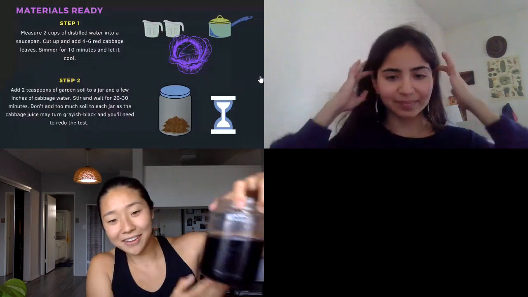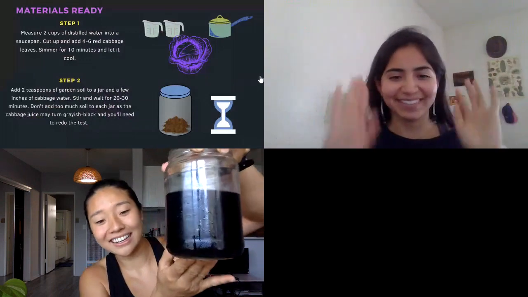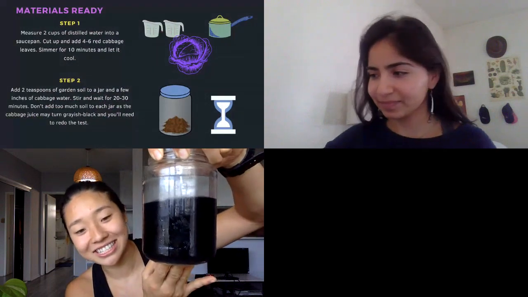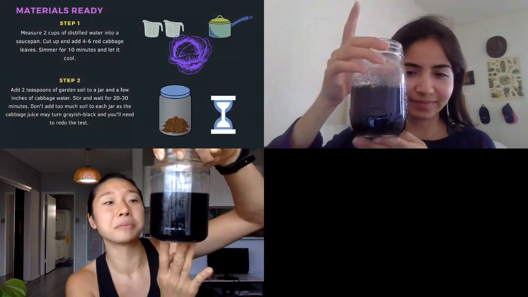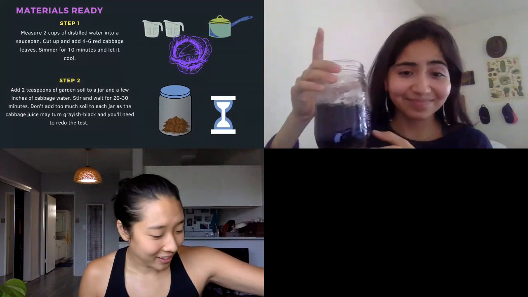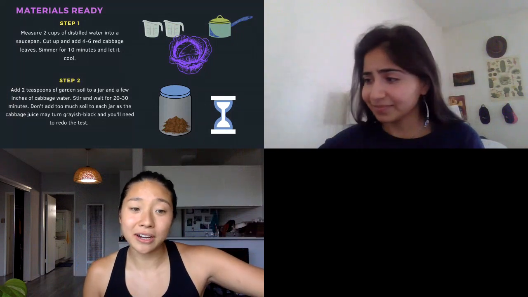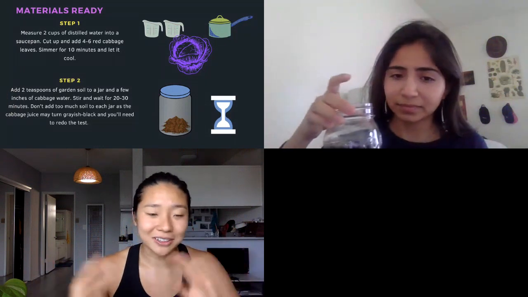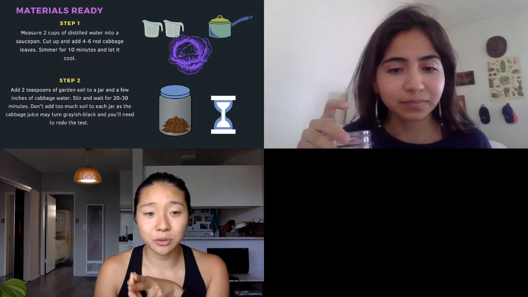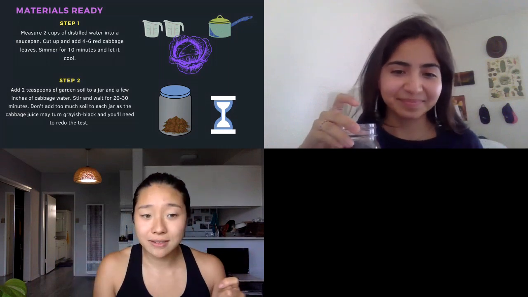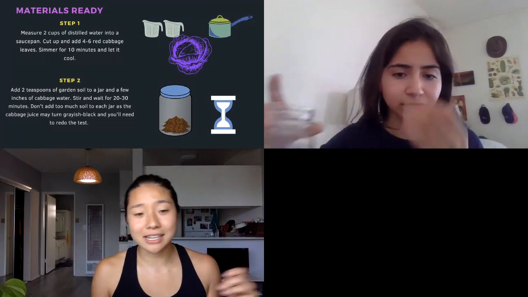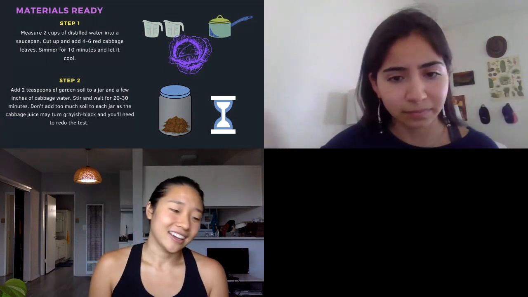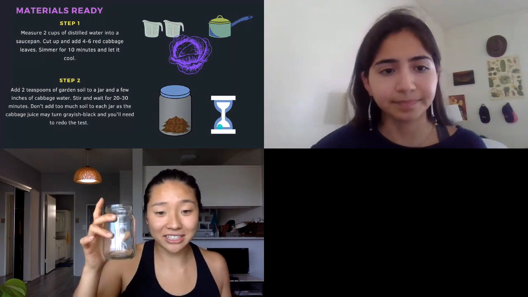Hopefully you guys have cabbage juice already. I did mine at half strength, but it's still really, really strong. You can't even see the purple, but it's very purple. And if you haven't done this already, you can just get started whenever you want, whether that be right now or later. Just get 2 cups of distilled water, throw a couple red cabbage leaves in it, simmer it for 10 minutes, and then let it cool till it's not scalding hot. And we're going to get started on step 2 right now.